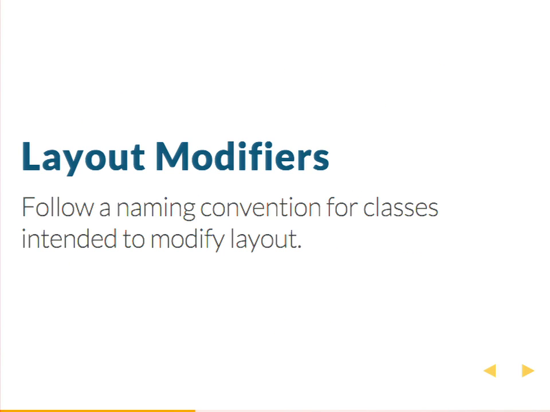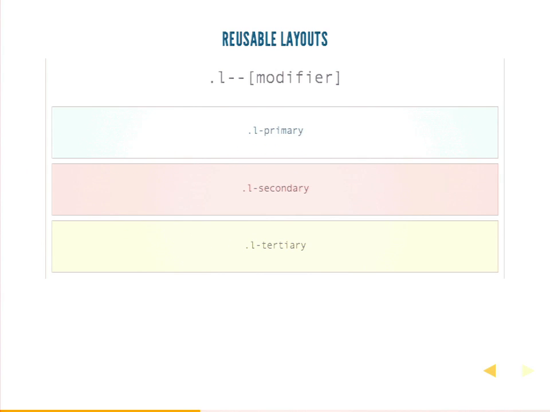Now I'm going to talk about the layout modifiers pattern. Follow a naming convention for classes intended to modify layout. Here's an example of some markup where you have one container and three sections within it, and I call those primary, secondary, and tertiary. I try to name these with a vague, reusable class, so that no matter what modifier class we give the one at the top, like L--modifier, those subclasses of primary, secondary, and tertiary will still make sense.